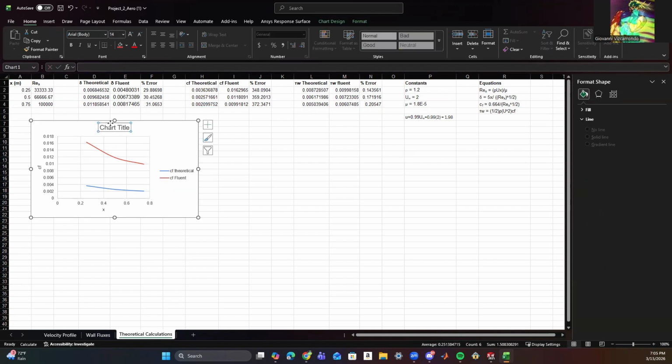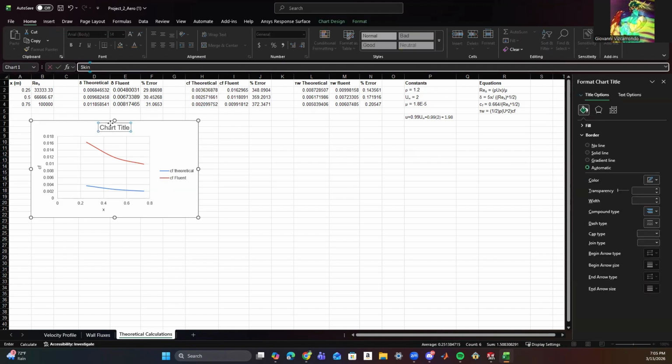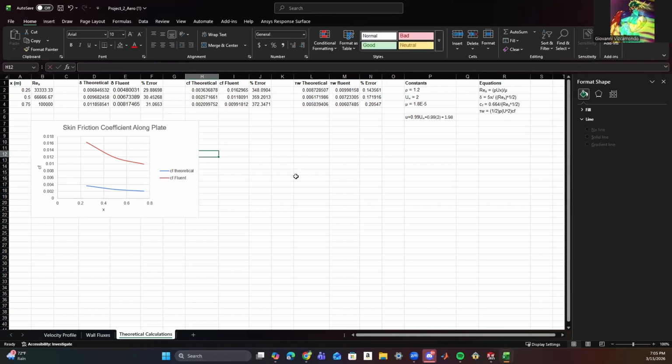And then the title is going to be in efficient, sorry, long wait, just so you can see the comparison. And then boom. And we're going to need the wall shear graph. We're just going to do the same thing.